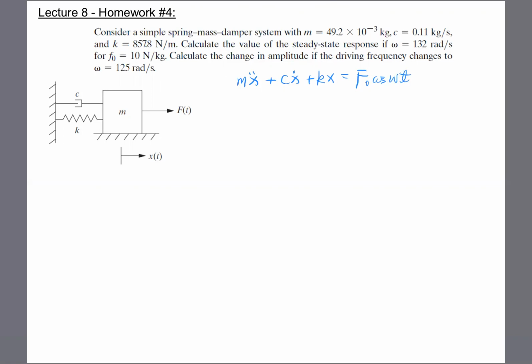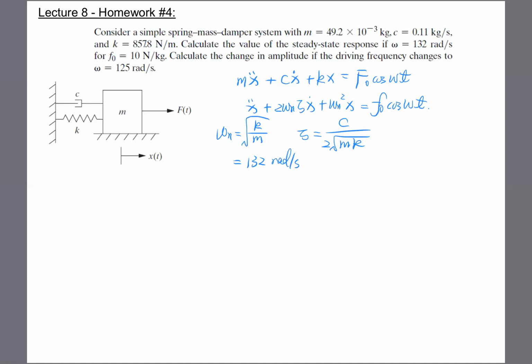Okay. So again, we don't like these formats. We want the standardized format. But we can easily find this information from K, M, and C values. Your natural frequency is the square root of K over M. Your zeta is C over 2 square root of MK. Then you can easily calculate this number. Omega n is 132 radians per second. Your zeta is 0.0085.